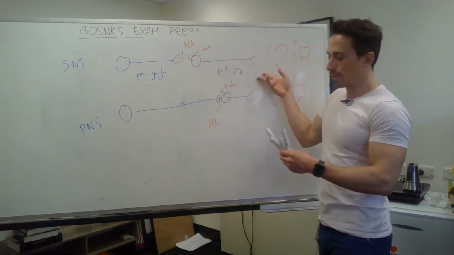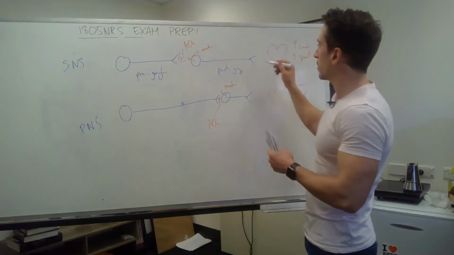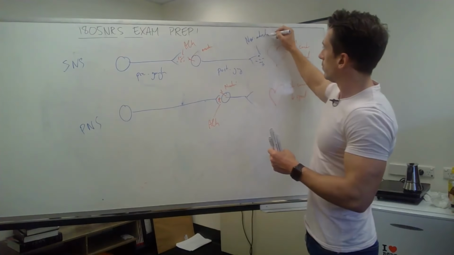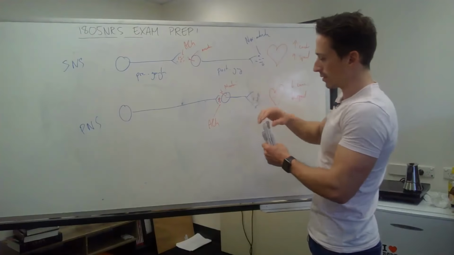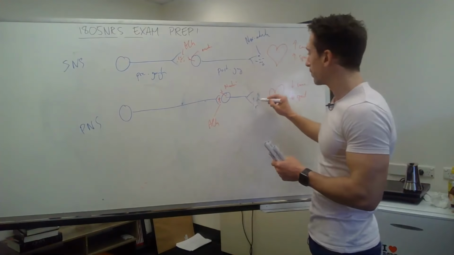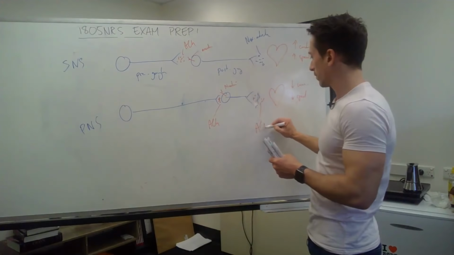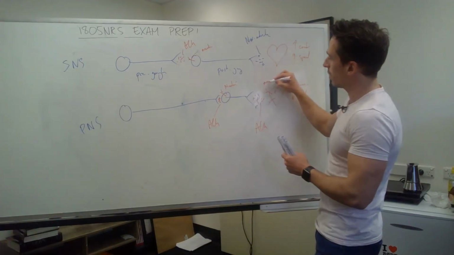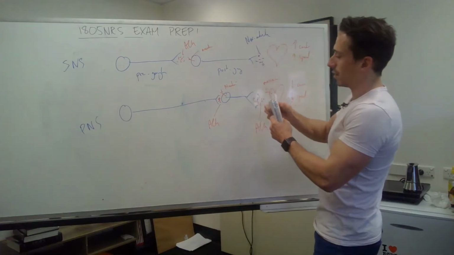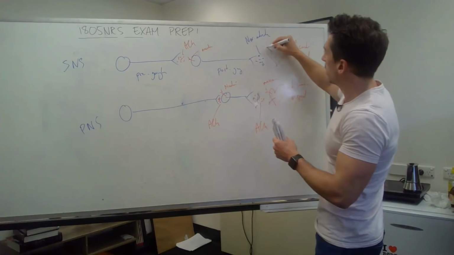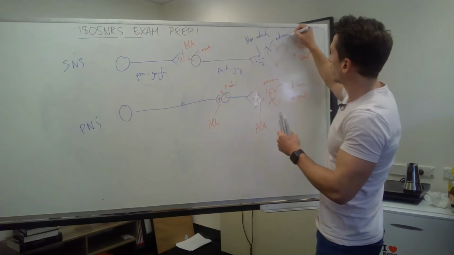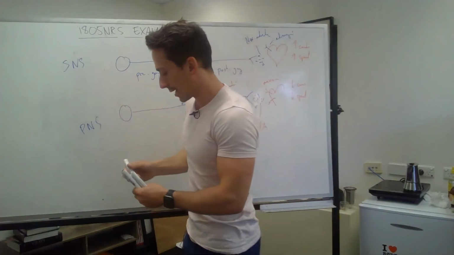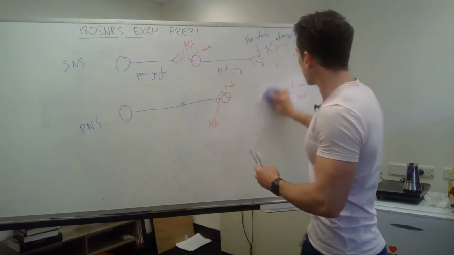Now, the difference is at the postganglionic neuron, what neurotransmitters do they release? The sympathetic nervous system releases noradrenaline. The parasympathetic nervous system releases acetylcholine again. The receptors for the parasympathetic nervous system on the organ are going to be muscarinic. And for the sympathetic nervous system, they're going to be adrenergic. So know that, right?